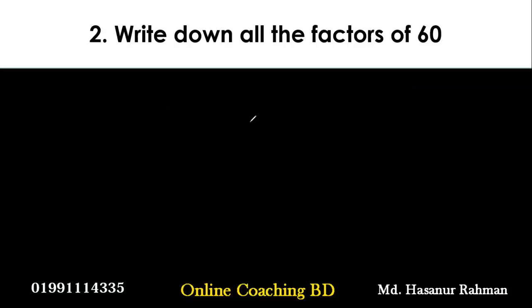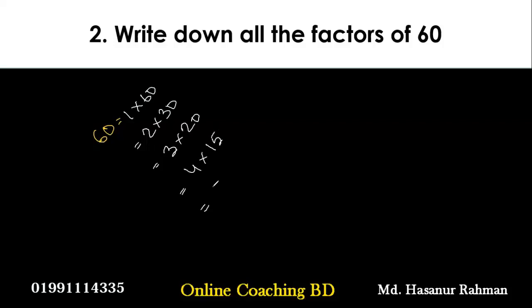Now, number 2. Number 2 says, write down all the factors of 60. Similarly, we can find the factors of 60. So, how can we find them? We have to divide 60 by some number. We can divide 60 by 1, we'll get 60. If you divide 60 by 2, we'll get 30. Similarly, if you divide 60 by 3, we'll get 20. Again, if we divide 60 by 4, we'll get 15. Similarly, if we divide 60 by 5, we'll get 12. Again, 60 divided by 6, we'll get 10.